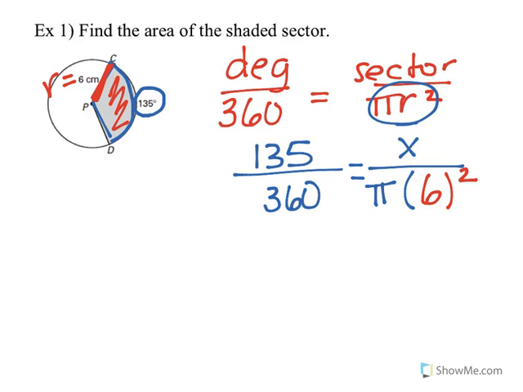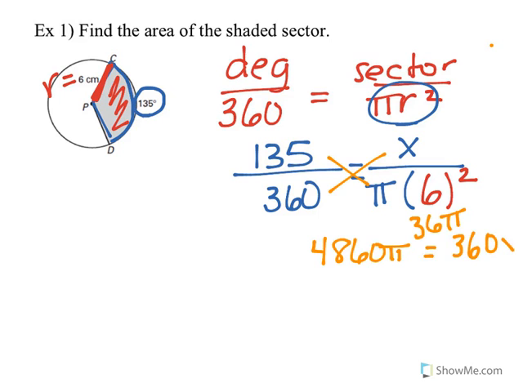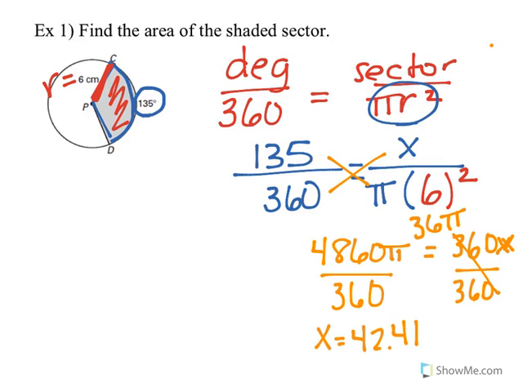And now we are going to solve this. The way I recommend solving this is to always do some of the math first. So pi times 6 squared is really just 36 pi. So I'll have 135 times 36 pi, which is going to give me 4,860 pi. And that's going to be equal to 360x when I cross multiply the other way. Now, I'll divide both sides by 360. And what is that going to give me? x equals 42.41.